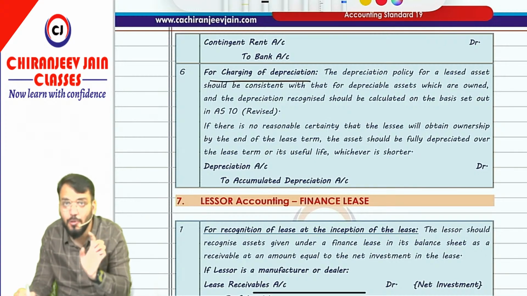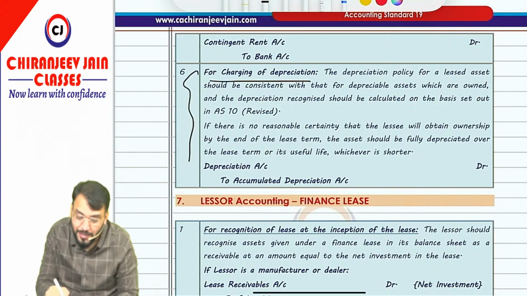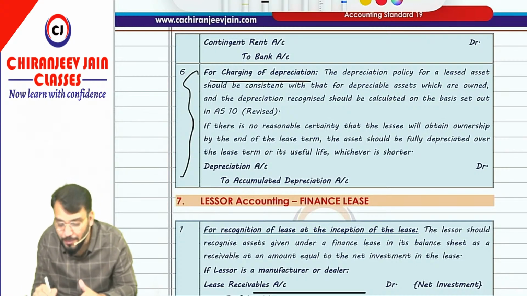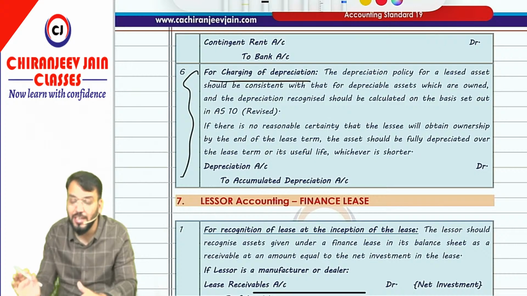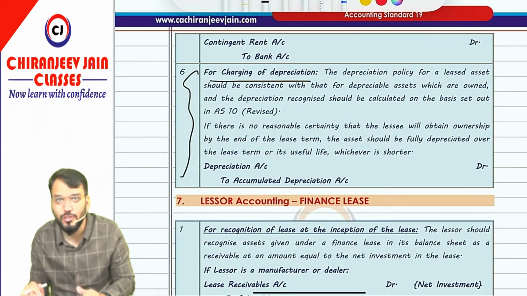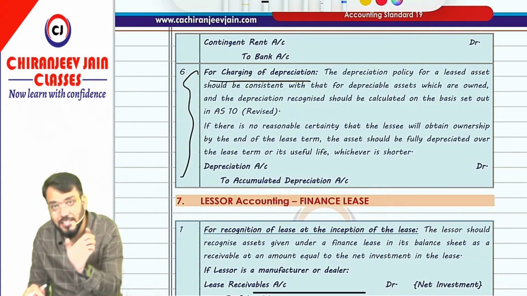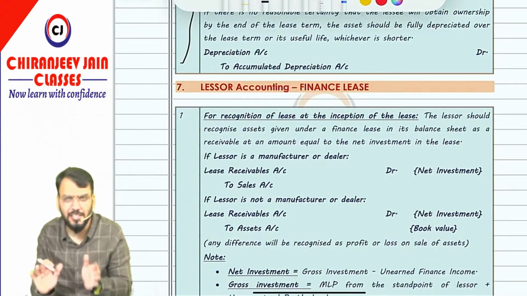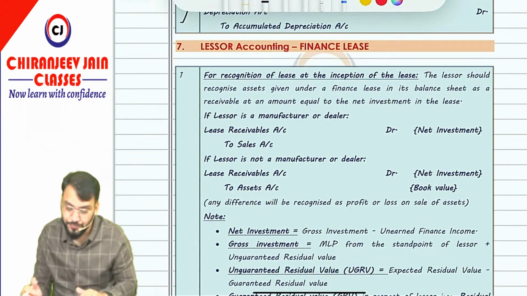This is important, can be important for MCQ type questions. So the journal entry will be depreciation account debit to accumulated depreciation. Chalega? Understood. If nothing has been given about the transfer of ownership in the last question, the lease asset will be depreciated over 3 years, the lease term. In that case, lease term and economic life were the same also.